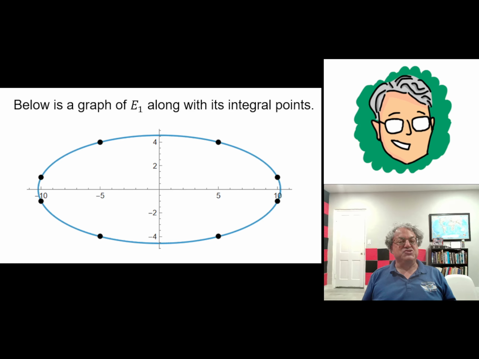There's just 2 points in each quadrant. In the first quadrant, the one on the upper right, you get 10 comma 1 and 5 comma 4, and then you just get all the reflections. So those are the 8 points on this ellipse. So I think that one was pretty straightforward. That one's not so hard.